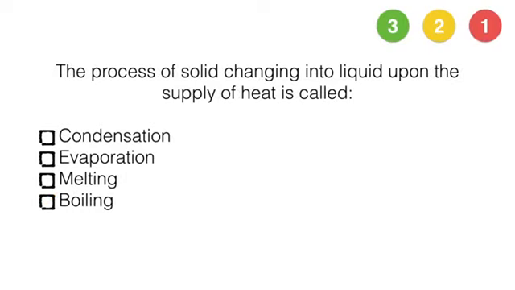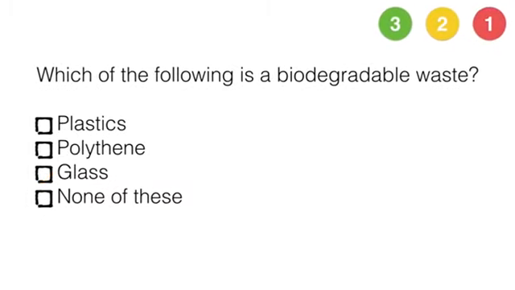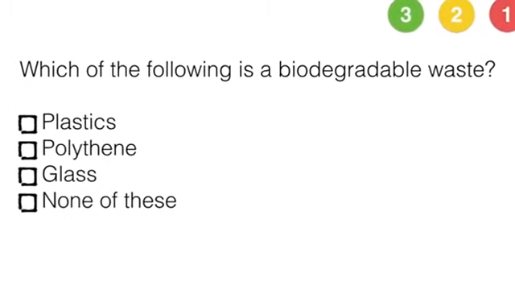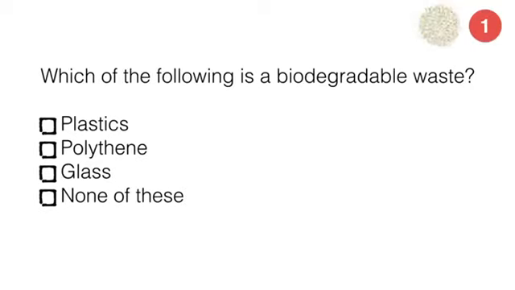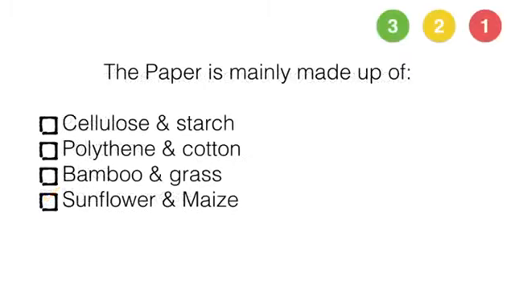The process of solid changing into liquid upon the supply of heat is called condensation, evaporation, melting, or boiling. The following is a biodegradable waste: plastic, polyethylene, glass, none of these. The paper is mainly made up of cellulose and starch, polythene and cotton, bamboo and grass, sunflower and maize.